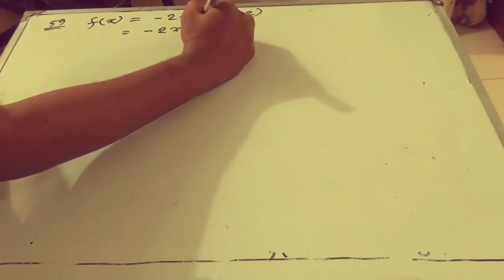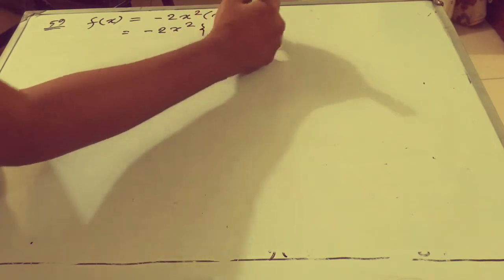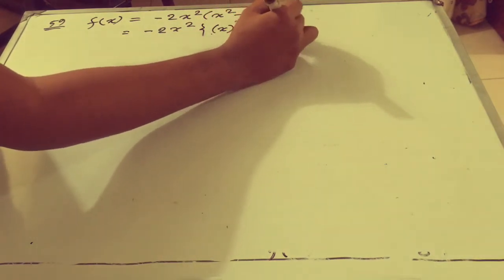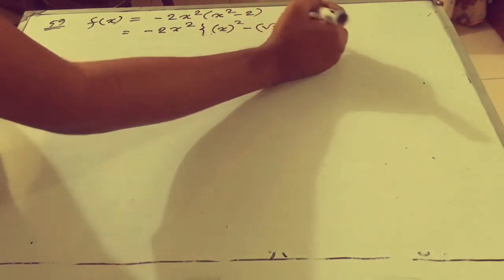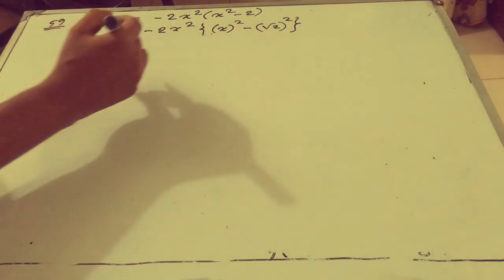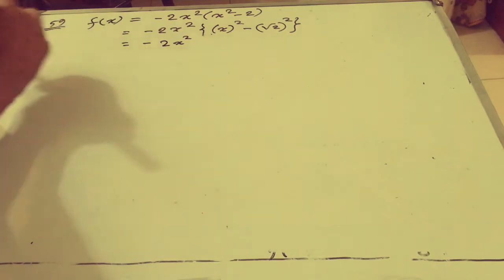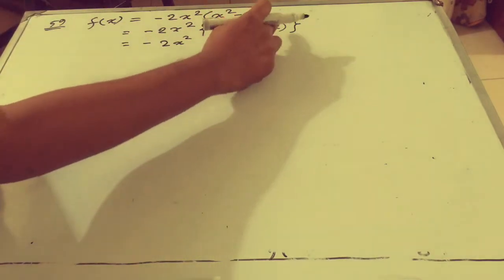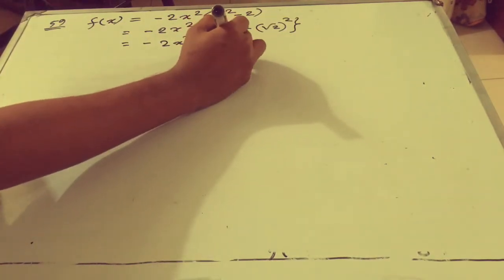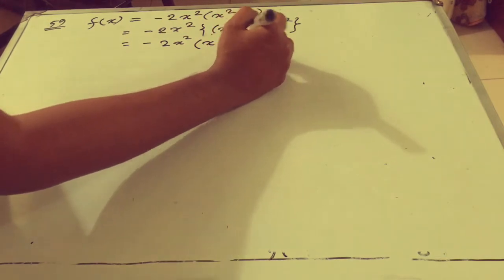Let me use this bracket. Then I can write it like this: x squared minus root 2, whole square. I will explain why I am writing it like this in a while. Then we can write 2x squared, and then I can make a square minus b square formula, so it will be a plus b into a minus b.